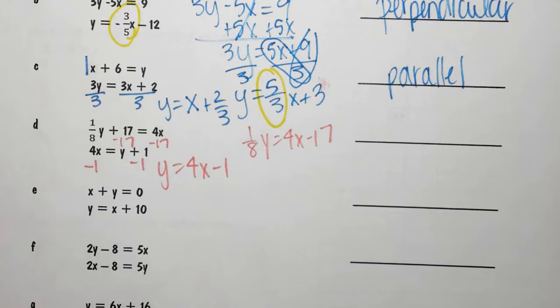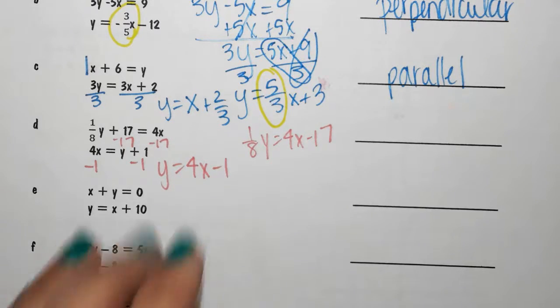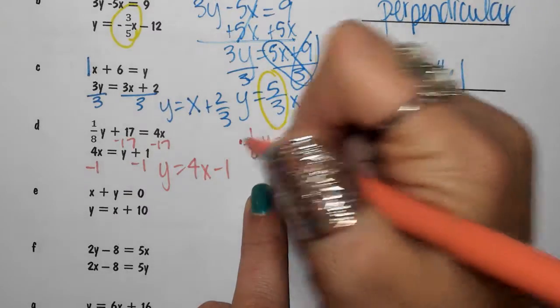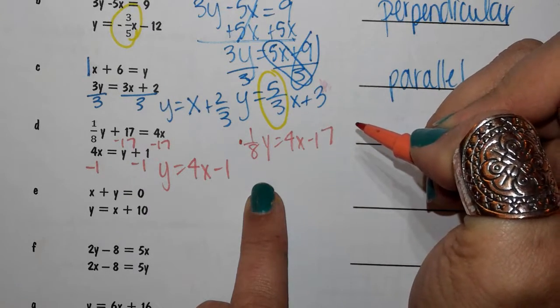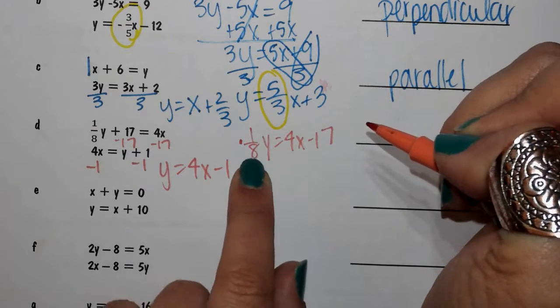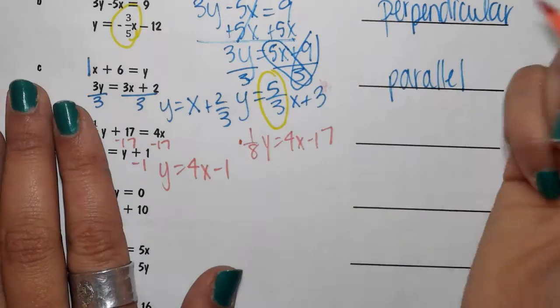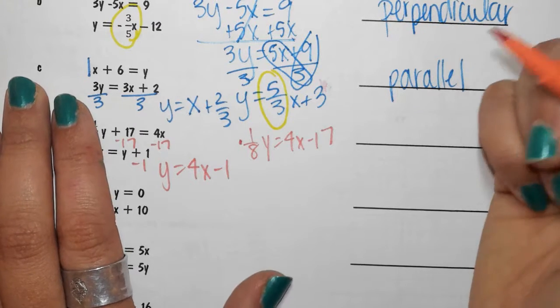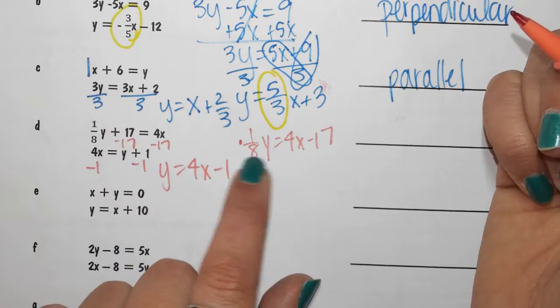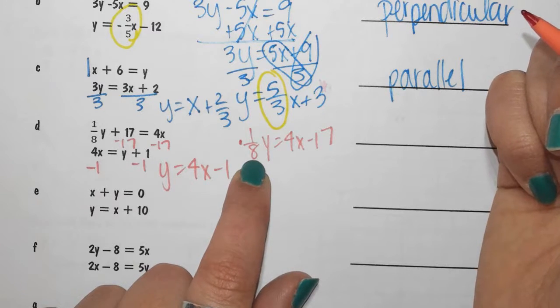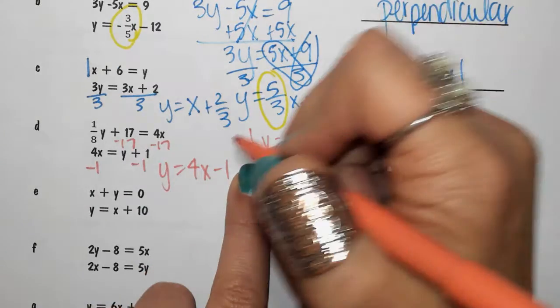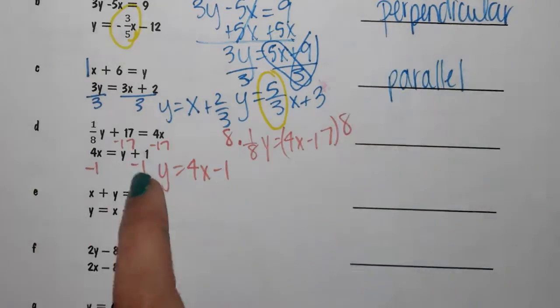Jorge, how would we get rid of that 8? Or the 1/8, rather. Thank you. Multiply by what? What number do I multiply by? What number is on the bottom? Eight. Gracias. Multiply everything by 8.